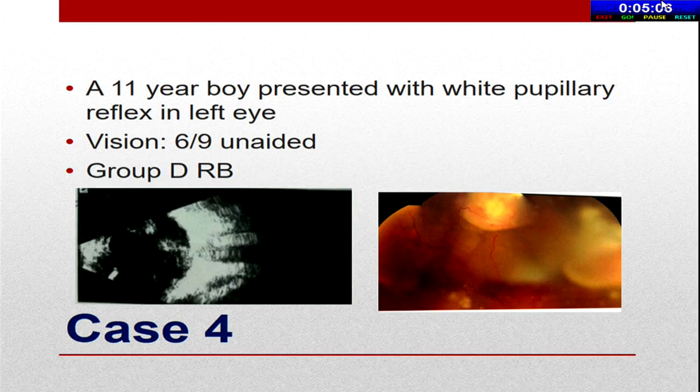So these are the cases. We have dilemmas, different types of cases, and we have to work with other specialties. This is a case of retinoblastoma. But we get very young patients usually. This patient presented to us at 11 years old, a bit older. He had retinoblastoma, but vision was 6/9 unaided. Group D retinoblastoma, this is the tumor with vitreous seeds.